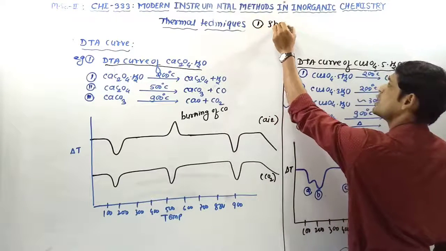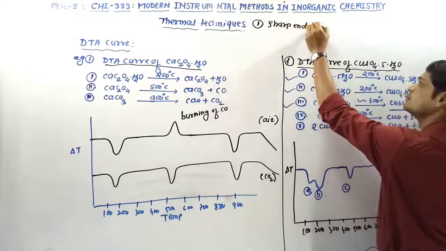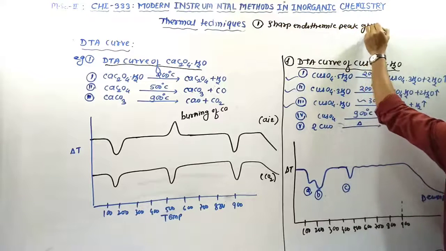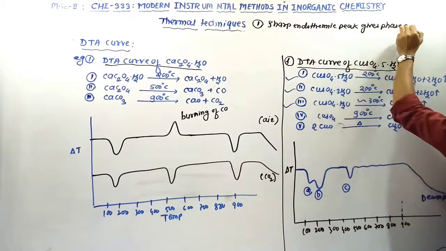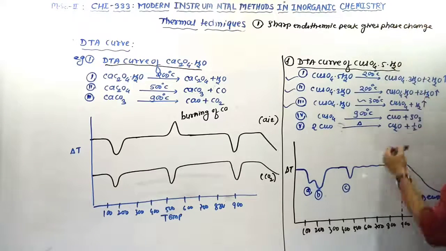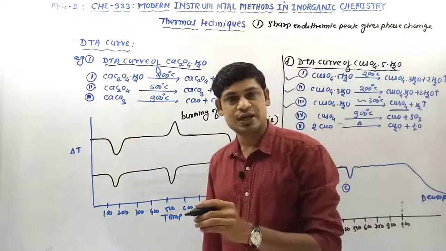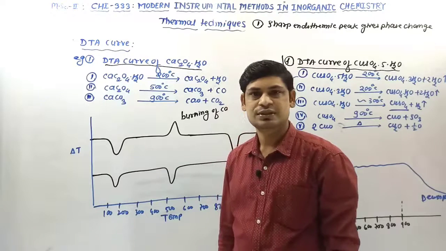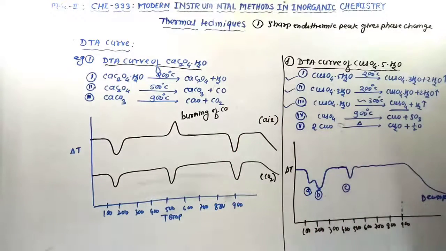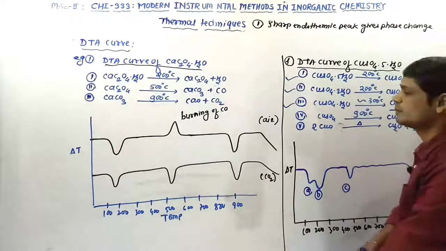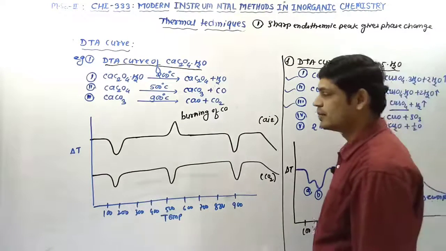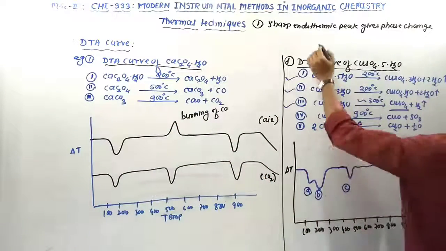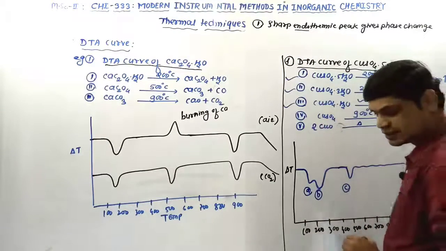First one, sharp endothermic peak gives phase change, like solid to liquid, liquid to gas, gas to solid again. In this way, phase changes are there. If we get a sharp endothermic peak, it corresponds to the phase change. For example, during melting, we will get a sharp downward peak because it is endothermic. Got it?